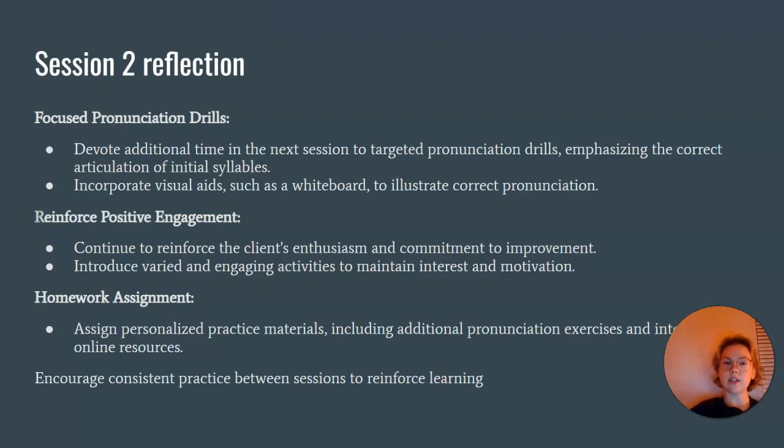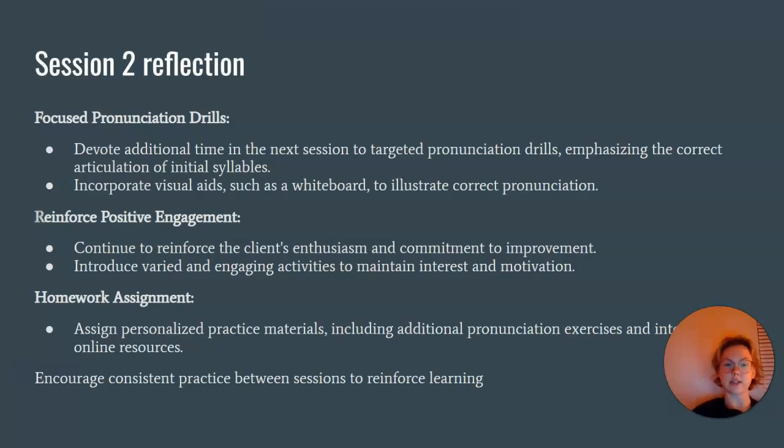So devoting additional time in the next session, if it was to exist, for targeted pronunciation drills to make sure that we get that pronunciation to a 4 out of 4, incorporating visual aids such as a whiteboard to illustrate correct pronunciation, continuing to reinforce the client's enthusiasm, introducing varied and engaging activities, and assigning personalized practice materials. So homework is something that I would do if there were more teaching sessions involved, including additional pronunciation exercises, interactive online resources, etc.